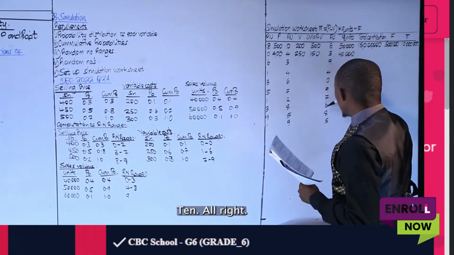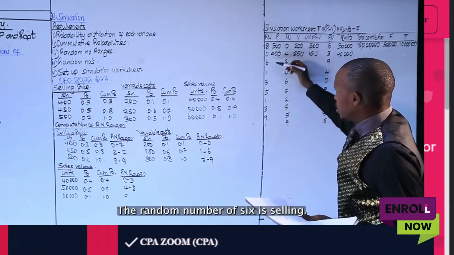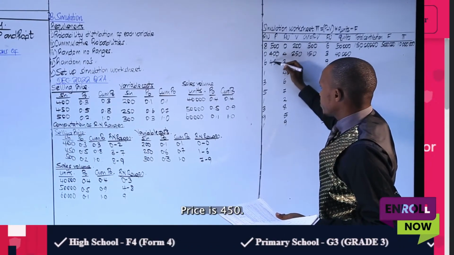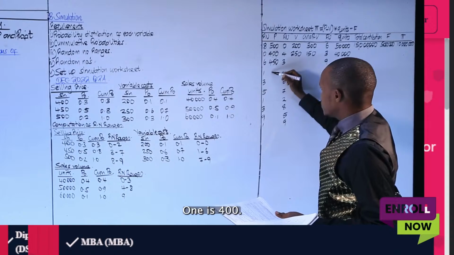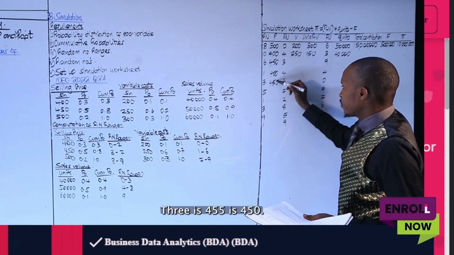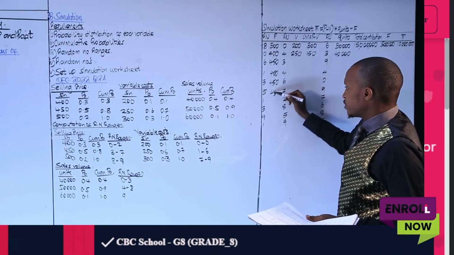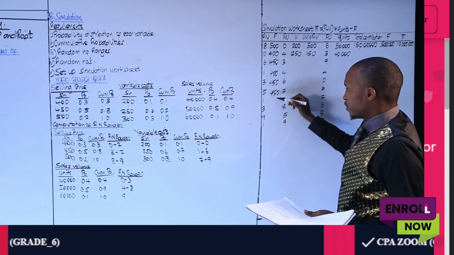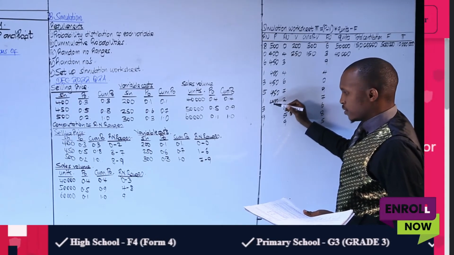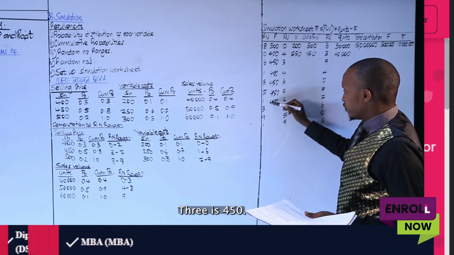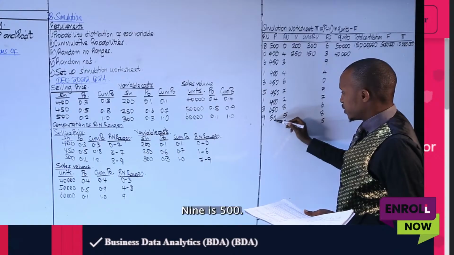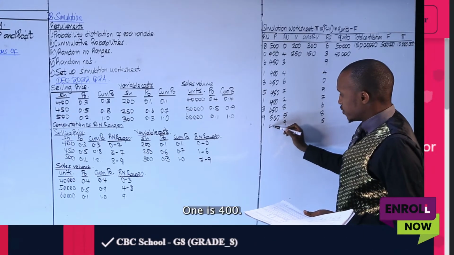All right. The random number of 6, your selling price is 450. 1 is 400. 3 is 450. 5 is 450. 1 is 400. 3 is 450. 9 is 500. 1 is 400.